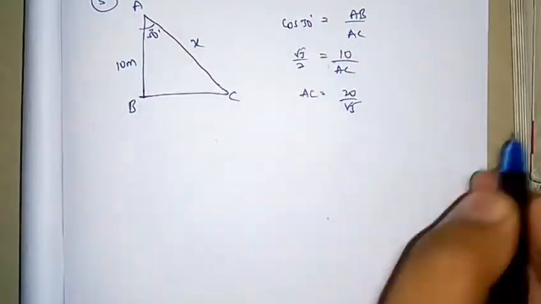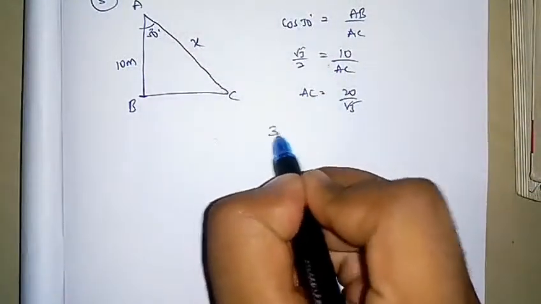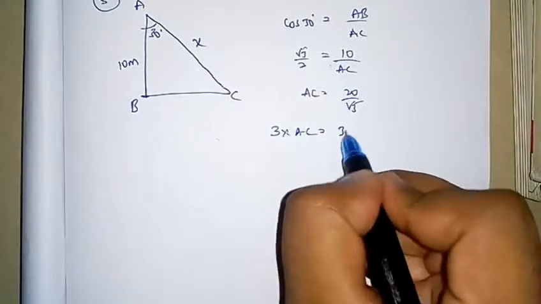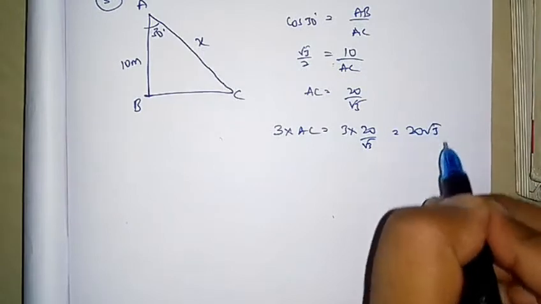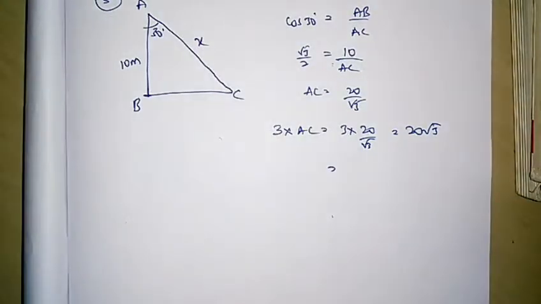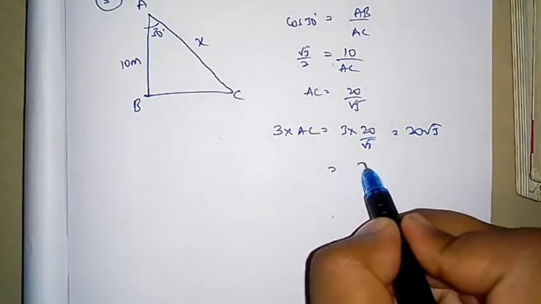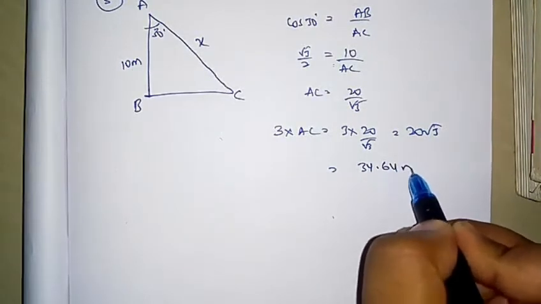For a single rope it is 20 by root 3, and for 3 ropes it is 3 into AC, which is equal to 3 into 20 by root 3, which is equal to 20 root 3, or this is equal to 34.64 meters.